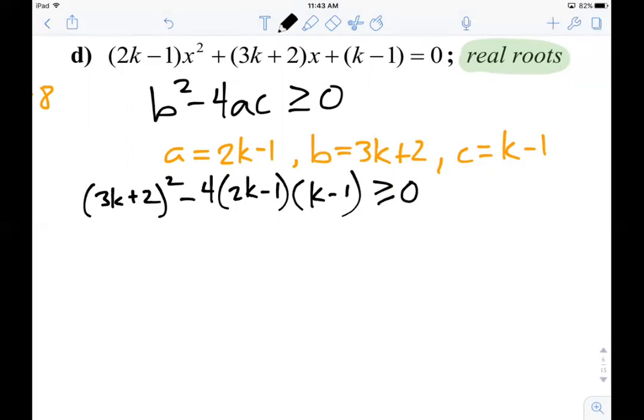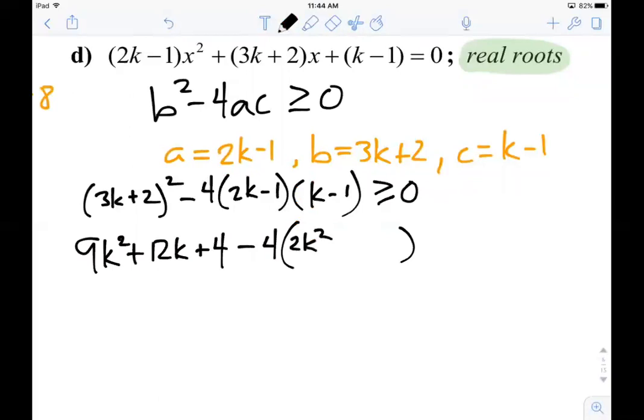Now I can start to expand out. So 3k plus 2, when I multiply it by another 3k plus 2, it expands out eventually to 9k squared plus 12k plus 4. Then in the other one, I'm going to have minus 4 times, and I'm going to create a big bracket here to represent what the other two binomials would multiply out to: 2k squared minus 3k plus 1. And all of this still has to be greater than or equal to 0.